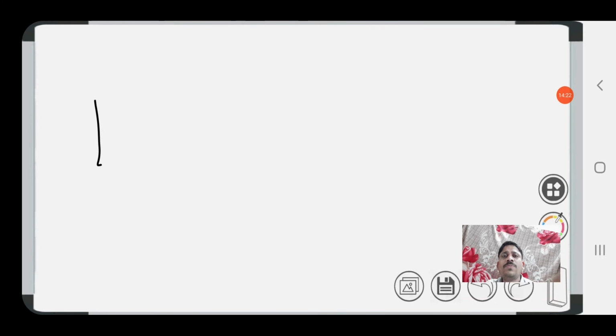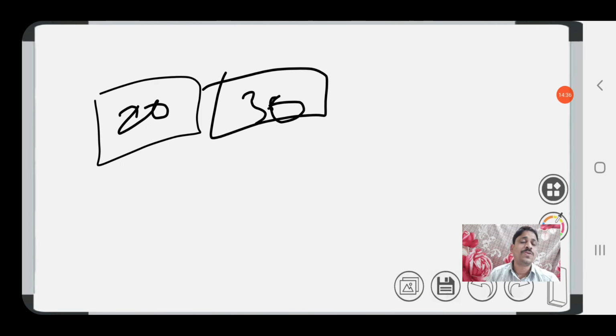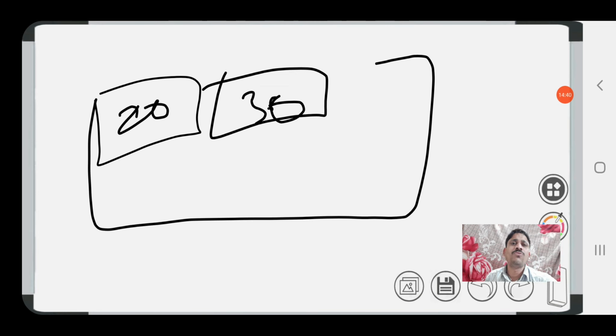Let us consider, for example, that for department 1, 20 square feet is required. For department 2, maybe 30 square feet is required. So similarly, for various departments, various amounts of space are required. So overall, we also need to know how much space is available in order to arrange all the machinery, right?